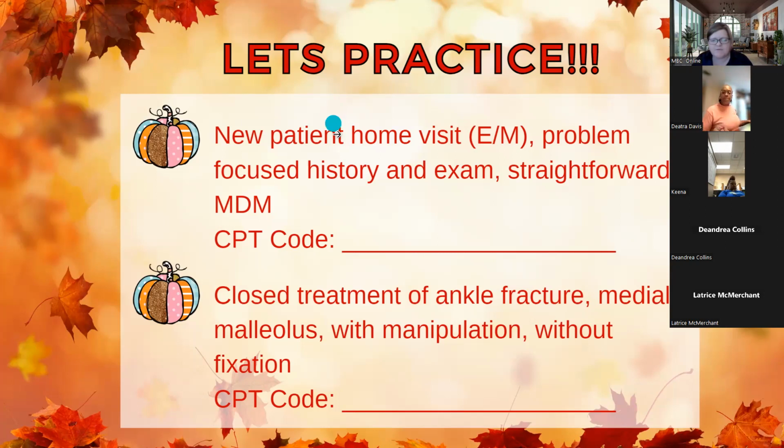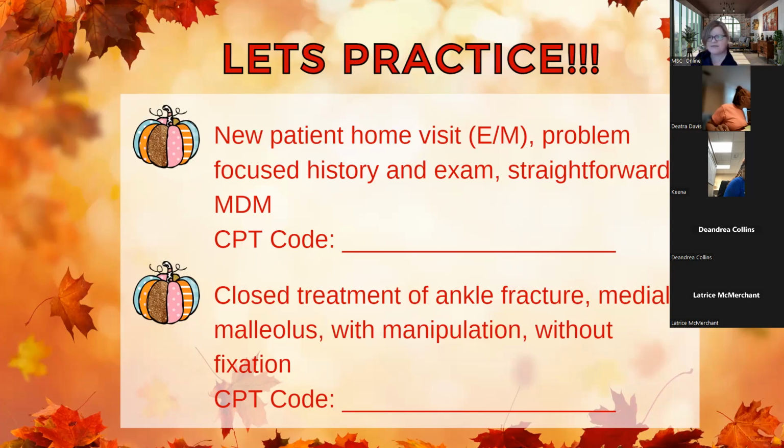All right, and it says problem focused history and exam. You see that first little section in the table is history and examination. Underneath it lists the different levels that you can have: problem focused, expanded problem focused, detailed, or comprehensive. Like I said, the more that's wrong with the patient, the higher level it's going to be. So problem focused is we're focusing on this one thing that this patient has come in to see us about, right?